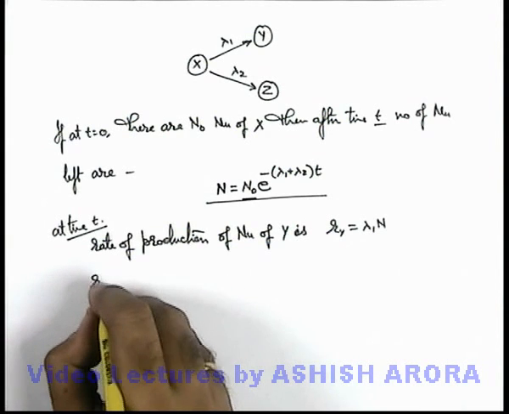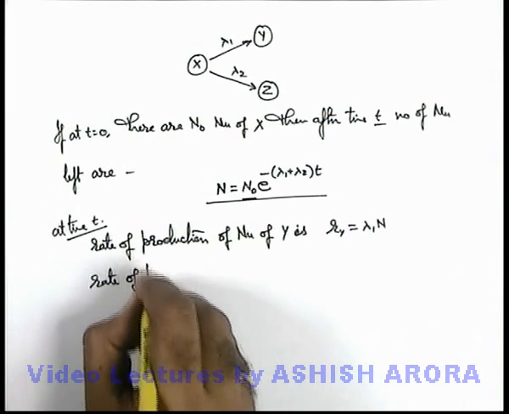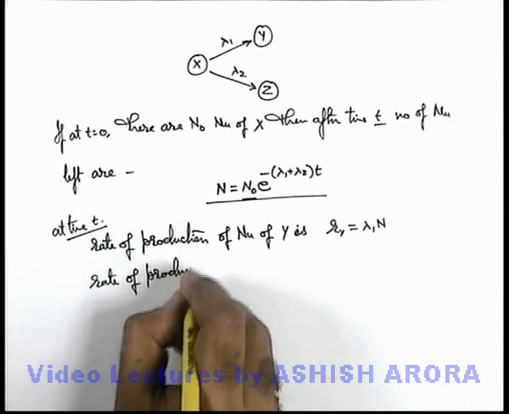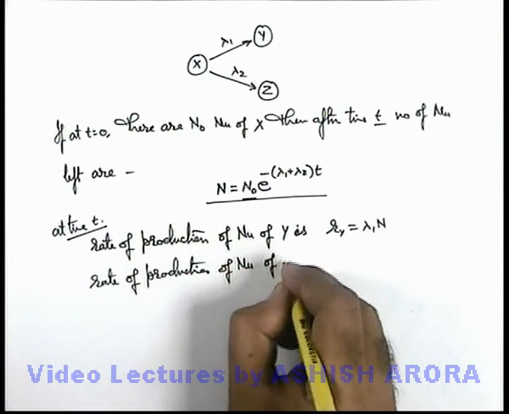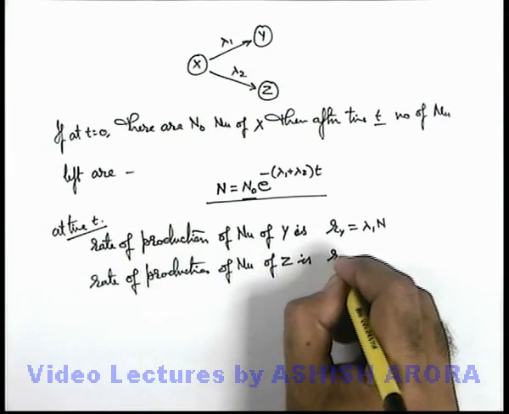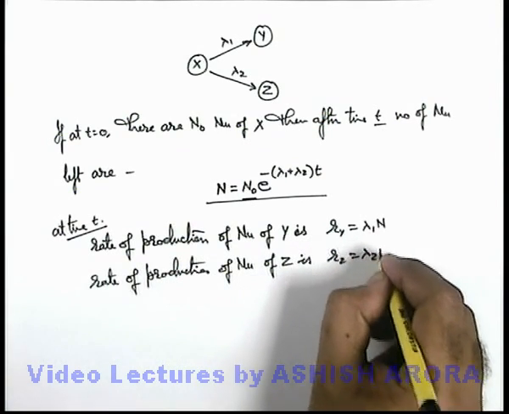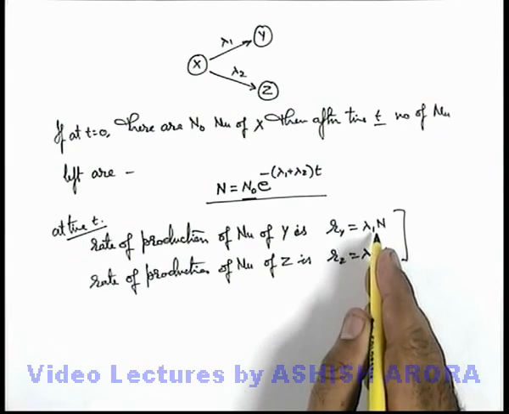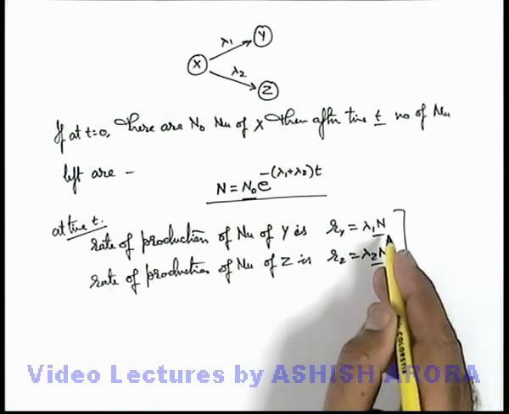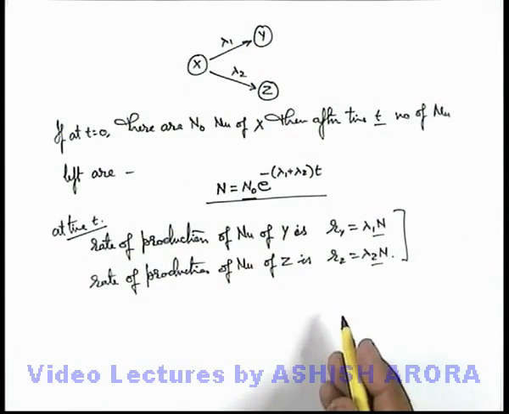Similarly, we can write here rate of production of nuclei of Z is, the rate at which Z are produced will be lambda 2 N, and this is the activity of X toward Y as well as Z, which are giving us the rate at which Y and Z nuclei are being produced.